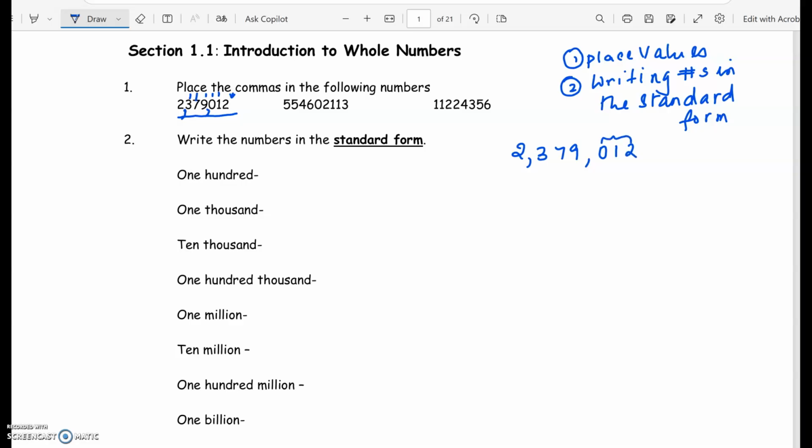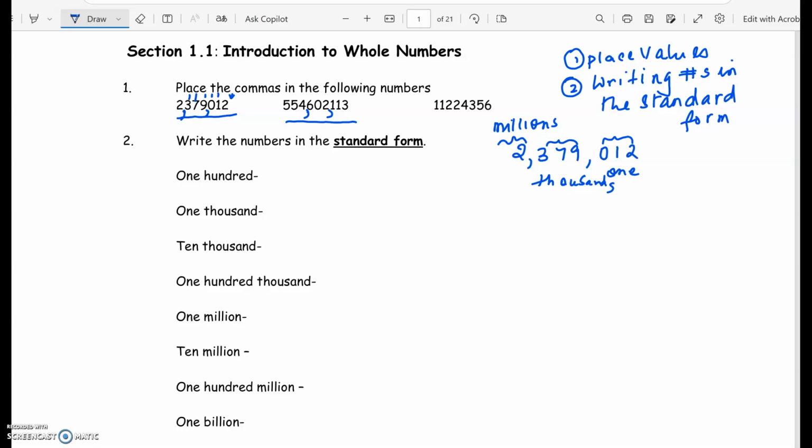Each of these three digits is called a period. This is called the ones period, and this is called the thousands period. This last one is the millions period. We have only one digit in that period. Now look at the next number, place your commas, always start from the right. 1, 2, 3, 3 numbers at a time, and this is how we write the number in the standard form. Always start from the right and count in threes and place your commas.